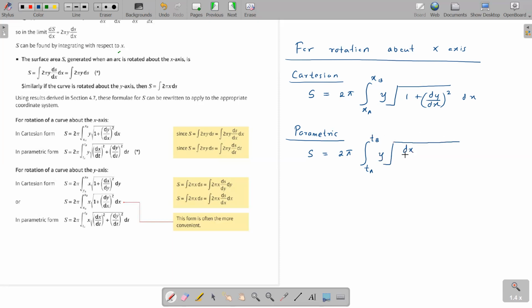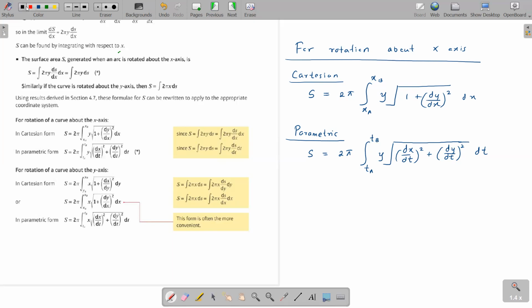I get here y times root of (dx by dt) squared plus (dy by dt) squared, with respect to t. So these are important equations that you need to know.